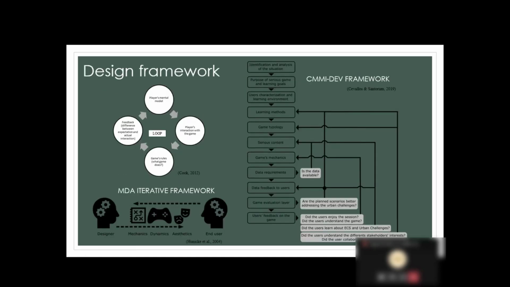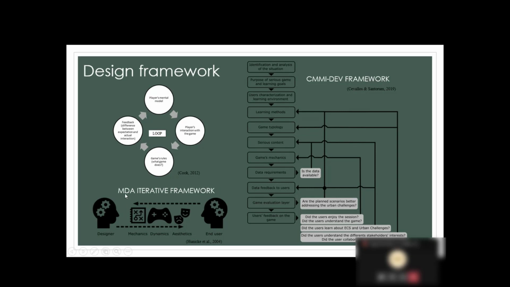For this, I was looking into some research about designing games and designing serious games, and I decided to use a mix of frameworks. One framework is about the loops in games. Very fast, this is the player's mental model: what I think about the game, then I try to interact with the game, and the game rules tell me what the game can really do. And this changes my mental model, and again, a new loop. This is the way I get familiar with the game, going through these loops again and again.